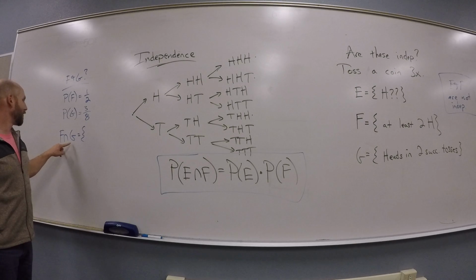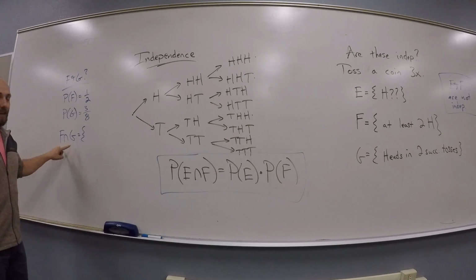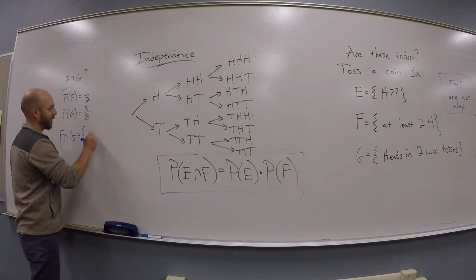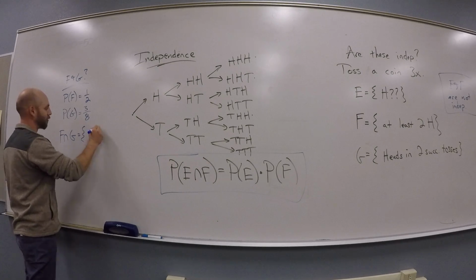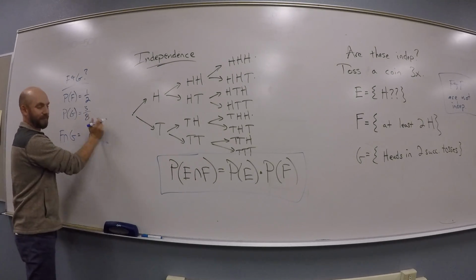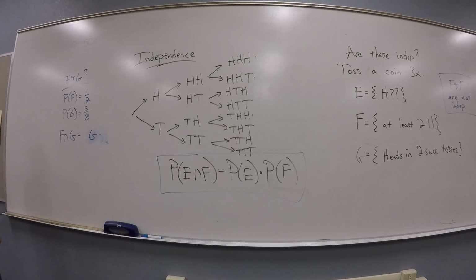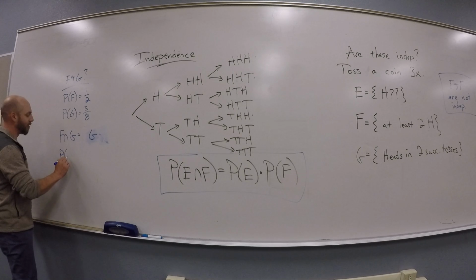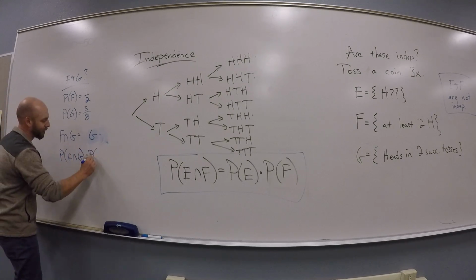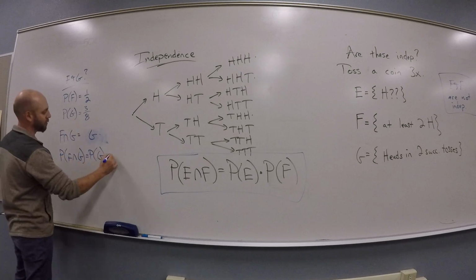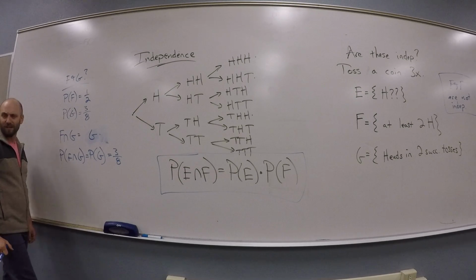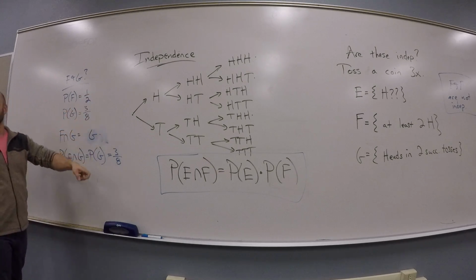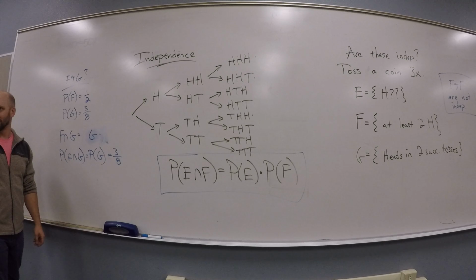So F intersect G is heads, heads, tails, heads, heads, heads. It's just actually equal to G. It's the same thing as G, so 3/8. You see that? So the probability of F intersect G is the probability of G, and the probability of G was 3/8. So are these independent? No. Why not? Because if you multiply 1/2 and 3/8, it doesn't come out. 1/2 times 3/8 is 3/16, not 3/8. These are not independent.